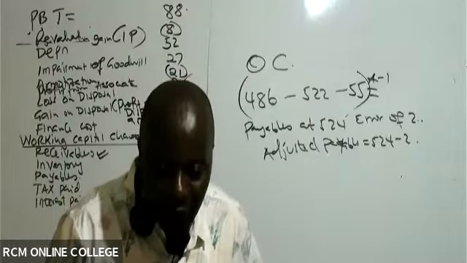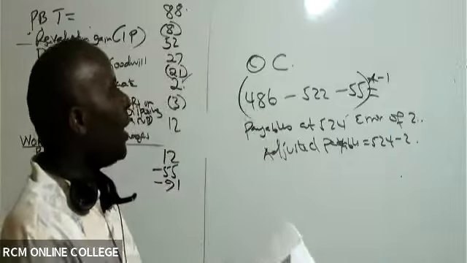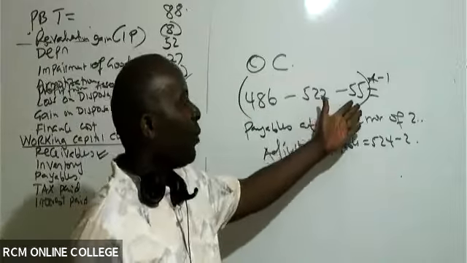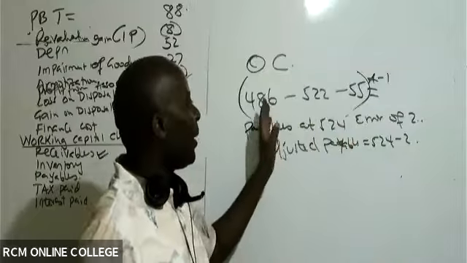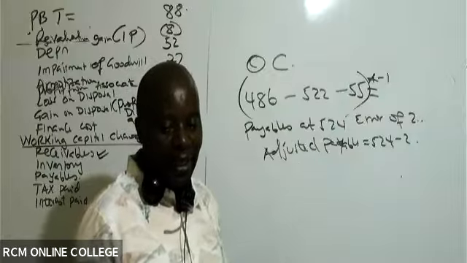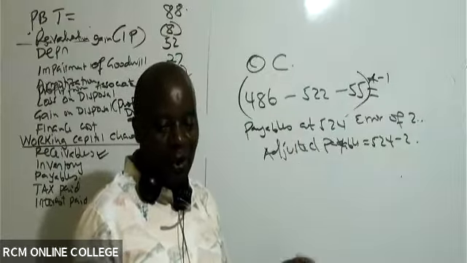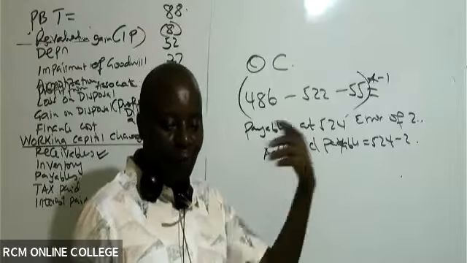55 or 55. Subsidiary disposed. Remember we take opening minus closing minus subsidiary. The subsidiary disposed, it had in this case here a payable of 55.